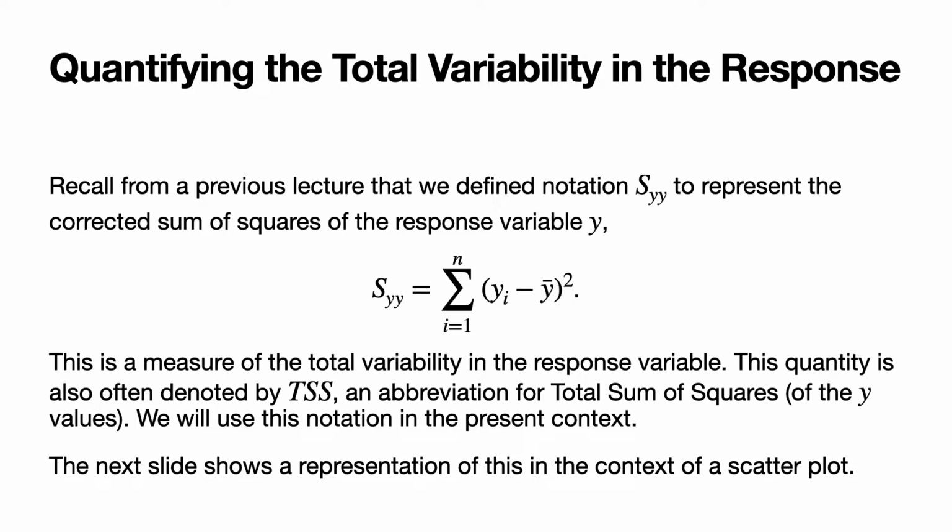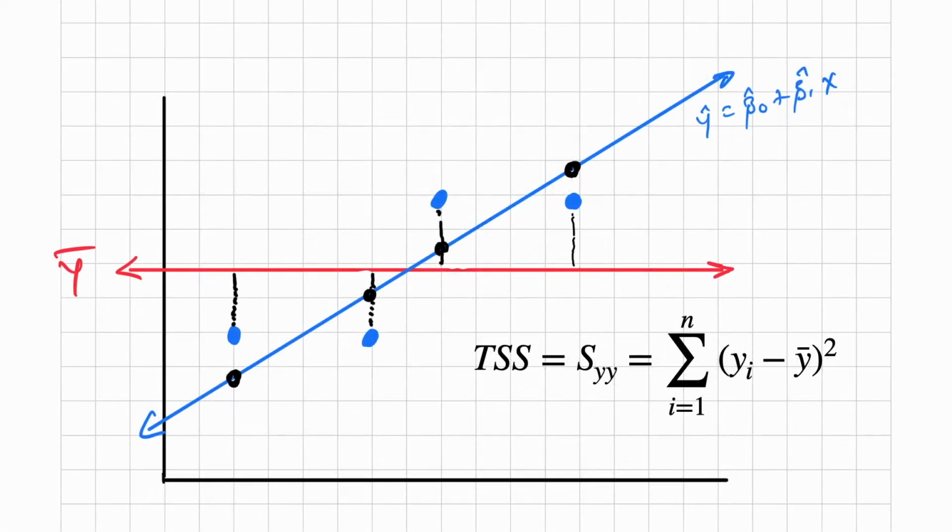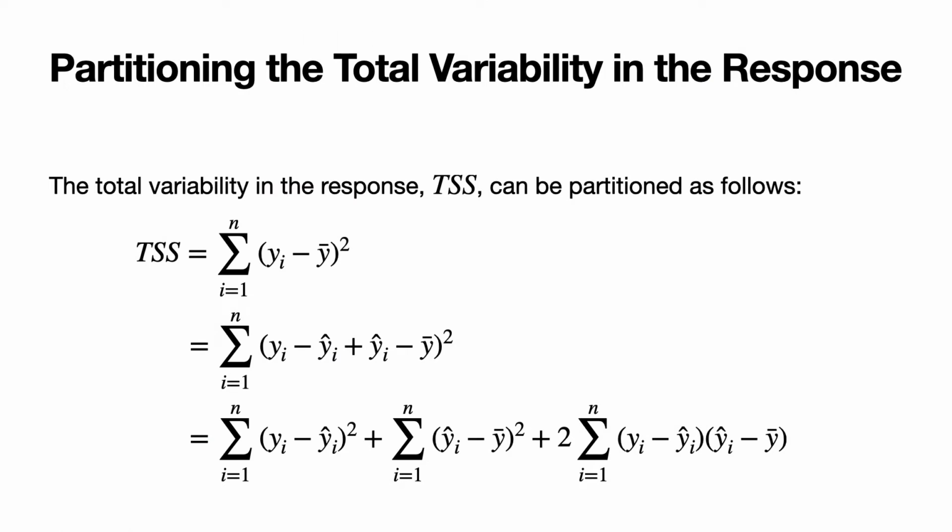The next slide shows a representation of this in the context of a scatter plot. Here's a quick graphic that I created on my iPad. We see a scatter plot of data points, represented in blue. The arithmetic mean of the y values of those data points is located at the point on the vertical axis denoted by y bar. The blue line corresponds to the least squares line for that data. Notice that I have drawn dotted vertical lines from each of the observed data points to the horizontal line corresponding to y bar. The sum of the squares of those differences is the total sum of squares, TSS, for this data set.